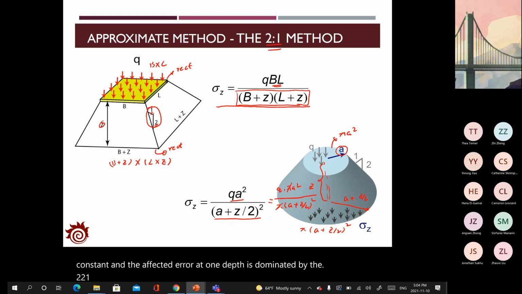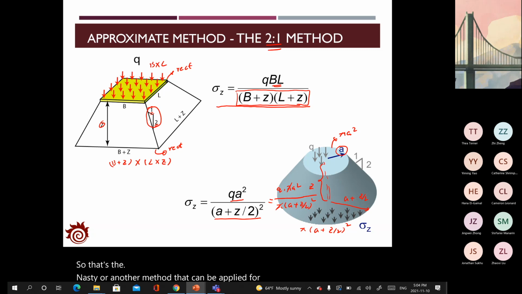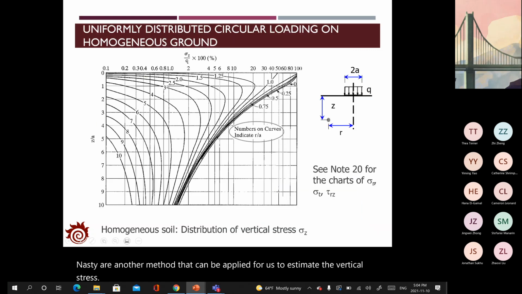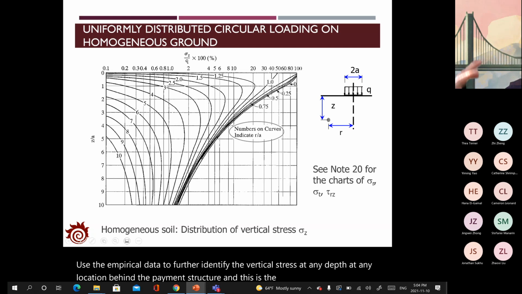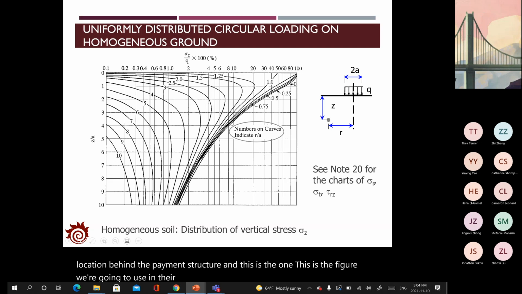So that's another method that can be applied to estimate the vertical stress. And we can also use empirical data to further identify the vertical stress at any depth, at any location beneath the pavement structure. And this is the figure we applied in the previous lecture.